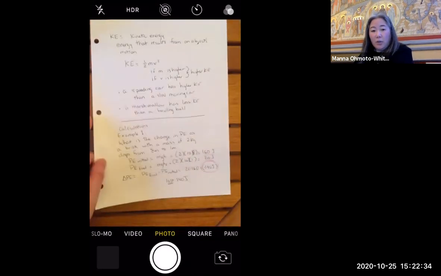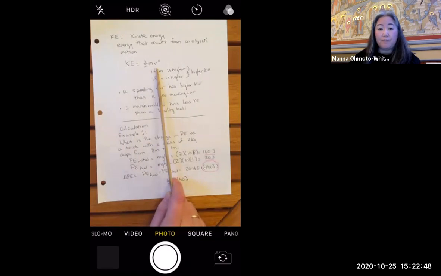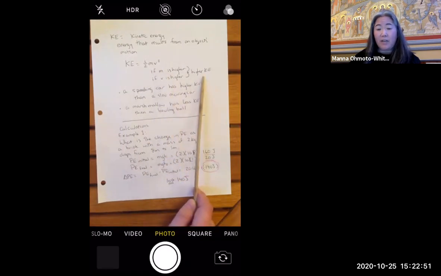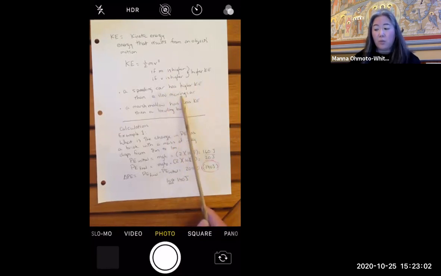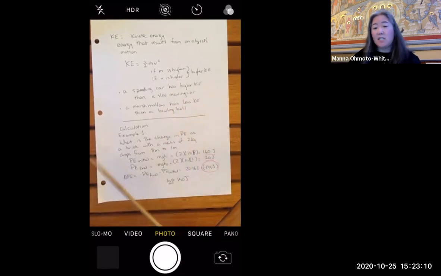The other energy that we're going to look at is kinetic energy. So kinetic, as its name suggests, means movement. So it's the energy that results from the object's motion. And the formula for that is 1/2 mv squared. So if my mass is higher, I will have a higher kinetic energy. If my velocity is higher, I will also have a higher kinetic energy. So a speeding car has higher kinetic energy, can do more damage if it slams into you than a slow moving car. That's because the velocity is higher. And a marshmallow has less kinetic energy than a bowling ball. Even if I throw a marshmallow at you, it's not going to do nearly as much damage as if I throw a bowling ball at you with the same velocity.